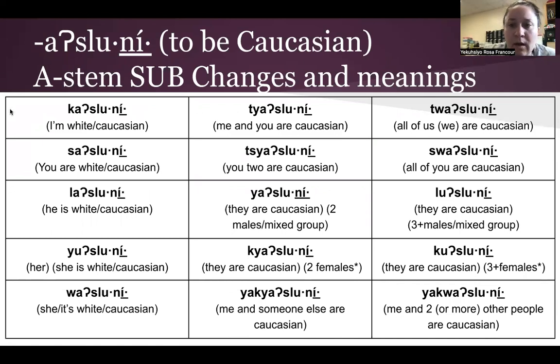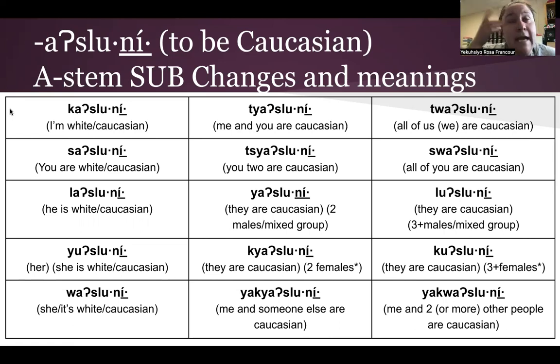Okay. So our words, remember I mentioned in previous videos that our verbs represent an entire sentence. That's what this is. So gazluni means I'm white or Caucasian. Zatzlun means you are white or Caucasian. Latzlun, he is white. Yutzlun, she is white. Watzlun, she or it is white or Caucasian. Diatzlun, me and you, we are white. Jatzlun, you two are white or Caucasian. Yatzlun, they are white or Caucasian. Yatzlun, the two females, they are white or Caucasian.